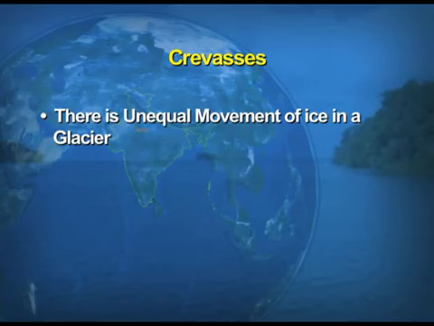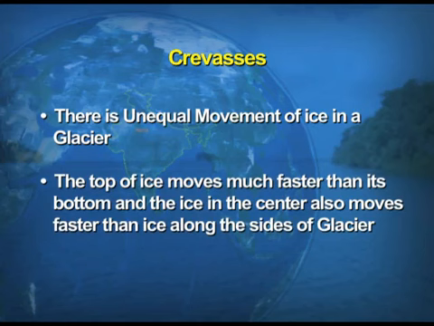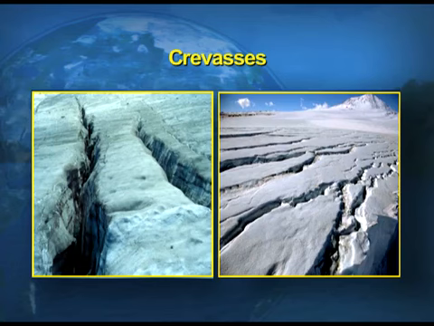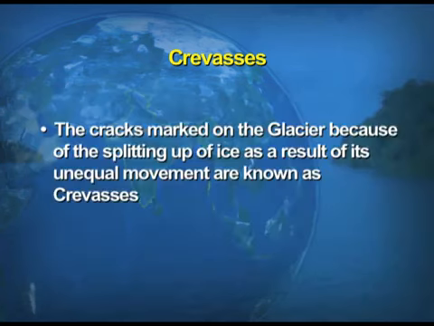There is unequal movement of ice in a glacier. The top of the ice moves much faster than its bottom, and the ice in the center also moves faster than the ice along the sides of the glacier. So, on the screens you can have a visual of crevasses, how these deep gullies are formed when the ice moves loaded with different sizes of pebbles and rock material. These are the cracks marked on the glacier because of the splitting up of the ice as a result of its unequal movement.